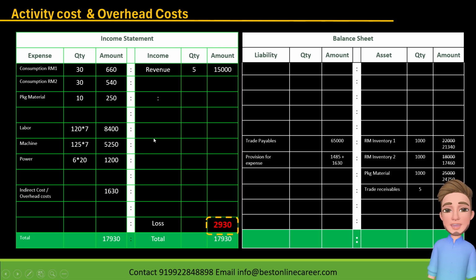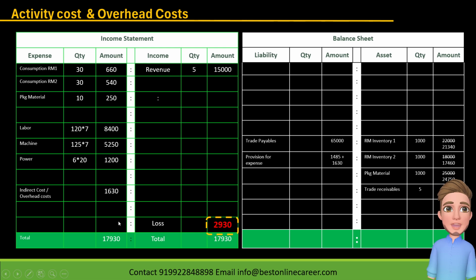Then we have, let's say I have sold 5 units. The 5 units come to 15,000, each unit being sold at 3,000 in this scenario. So 15,000 is my revenue, and my cost has come to 17,930, and I have made a loss of 2,930 as per whatever you see on the screen, right?